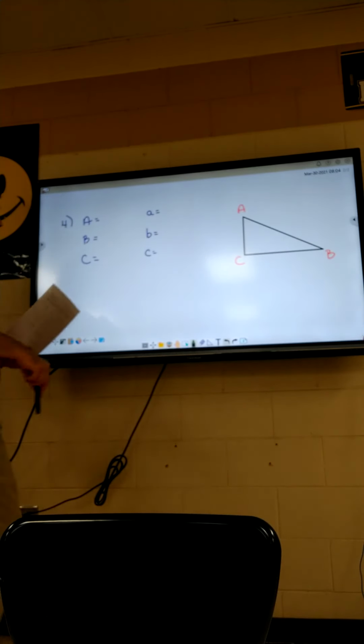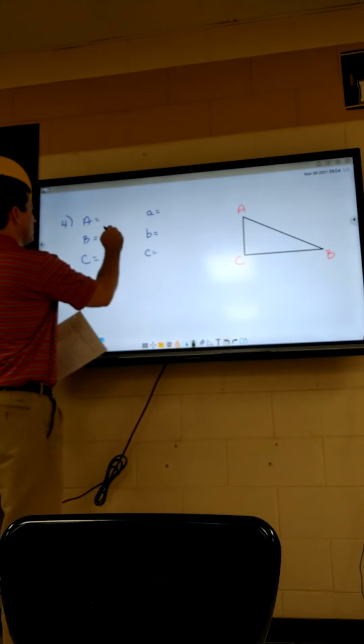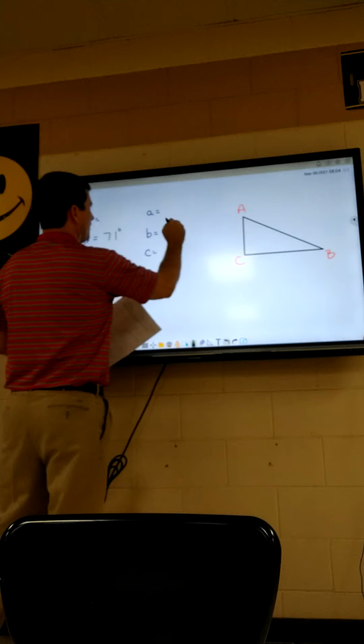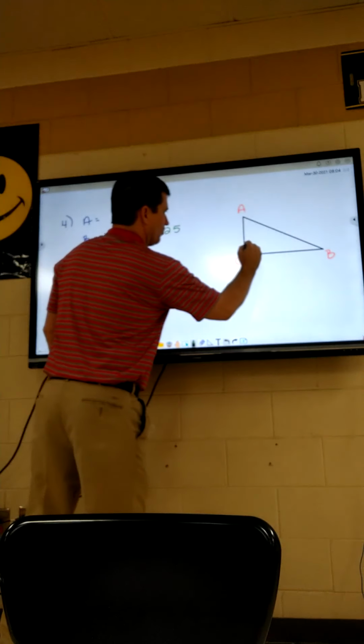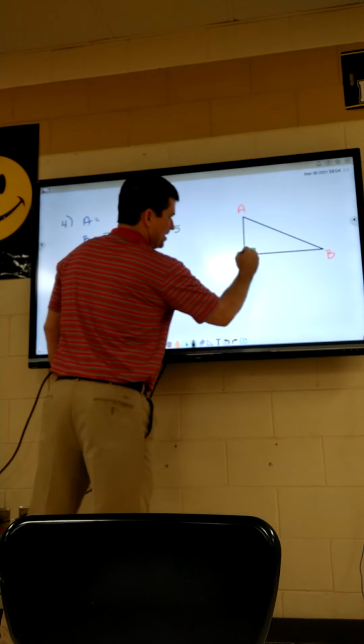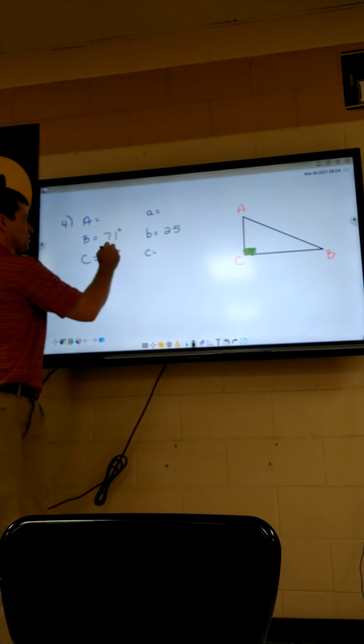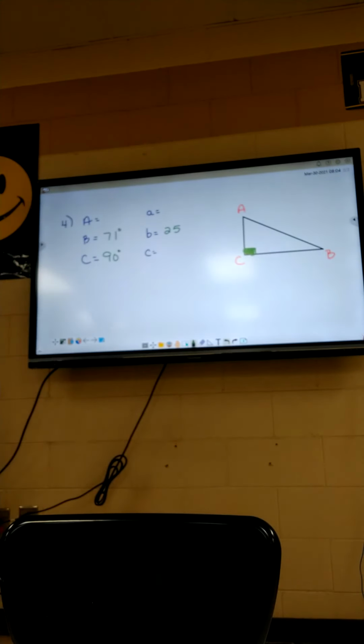All right, it says angle B is 71 degrees. Side B is 25. One thing we learned yesterday: these are right triangles, so angle C will always be 90 degrees on a right triangle. So that's one thing you can go ahead and write in. Angle C is 90 degrees.